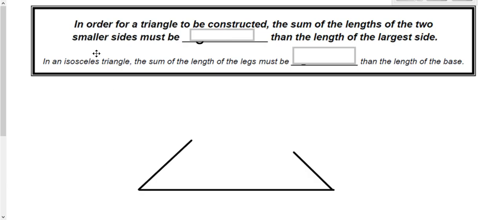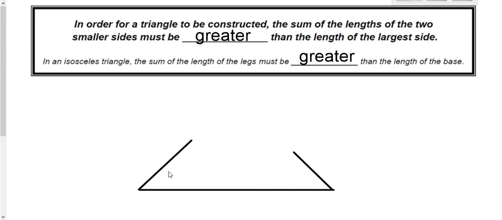So first of all, the triangle inequality says in order for a triangle to be constructed or made, the sum of the lengths of the two smaller sides must be greater than the length of the larger side. So when we add up the two small ones, it has to be greater than the largest side. An added note, in an isosceles triangle, the sum of the length of the legs must be greater than the length of the base.